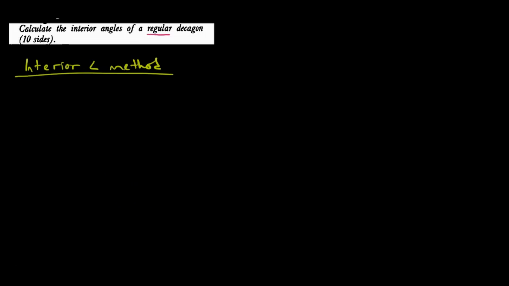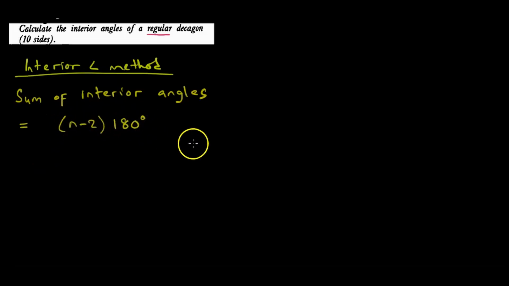So let us start with the interior angle method. What are we doing? What are we saying? The question tells us to calculate the interior angles of a regular decagon. So the sum of interior angles, you have to always remember this little formula. The sum of interior angles is equal to n minus 2 times 180 degrees. So we want to find the sum total of all the interior angles.